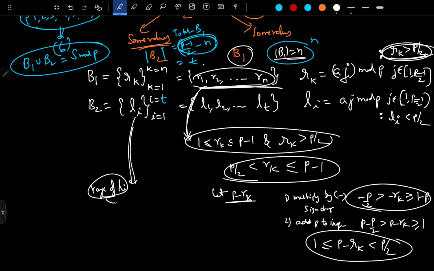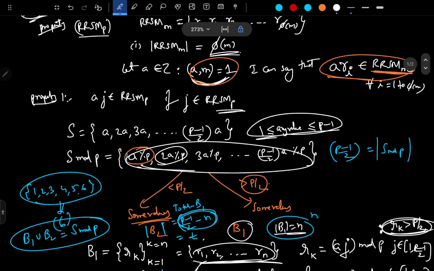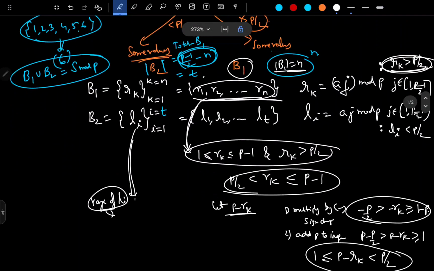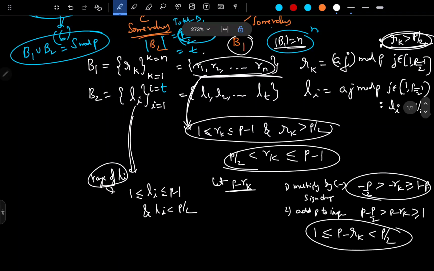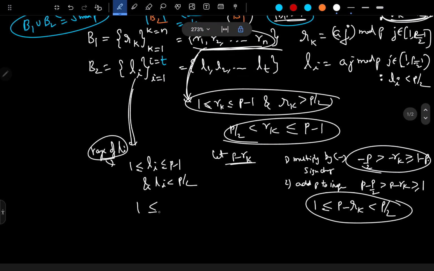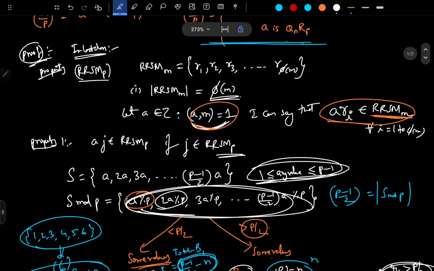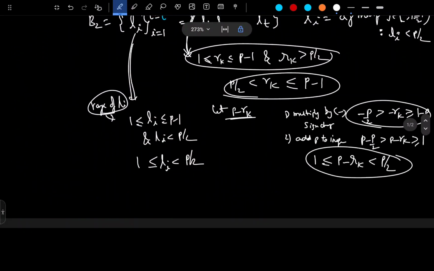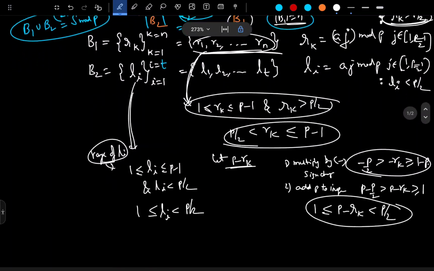Now tell me, what is the range of Li? Generally Li also comes from this set. This set has the property that every value is from 1 to P minus 1, because it is modulo P, basic funda. So Li is less than or equal to P minus 1, but here Li is less than P by 2. Less than P by 2 means it is possible that 1 is less than or equal to Li less than P by 2. So this is the basic funda you have to remember.